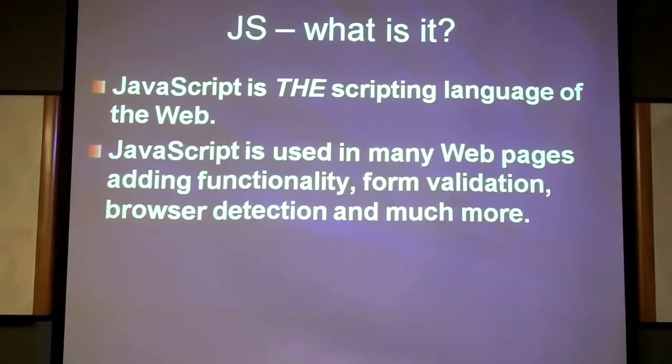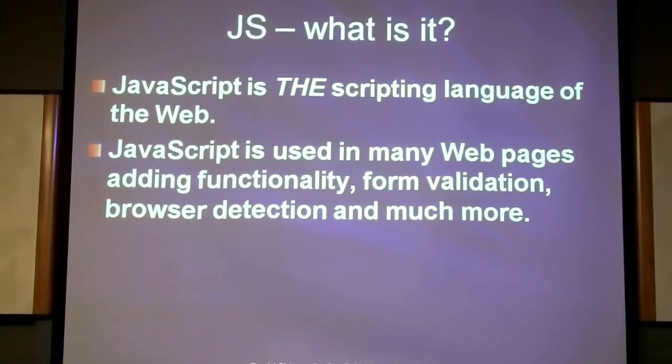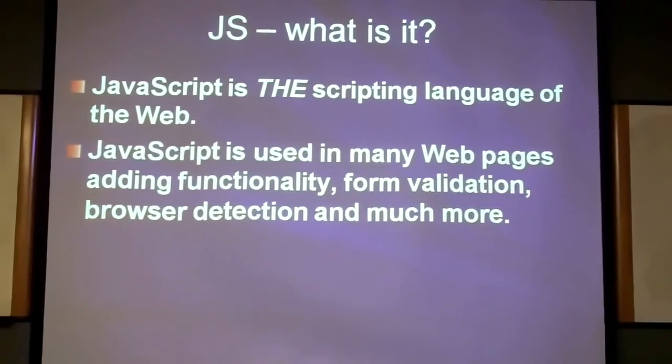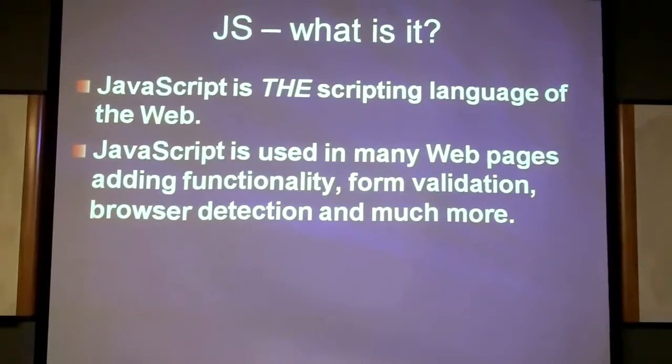So JavaScript is used in many web pages, and it basically allows us to add functionality, make pages interactive, and we can validate the forms. This is actually a very important aspect of JavaScript. We can validate the forms on the fly, and we can detect browsers and do much more. These are a few important aspects of where and why JavaScript is used.